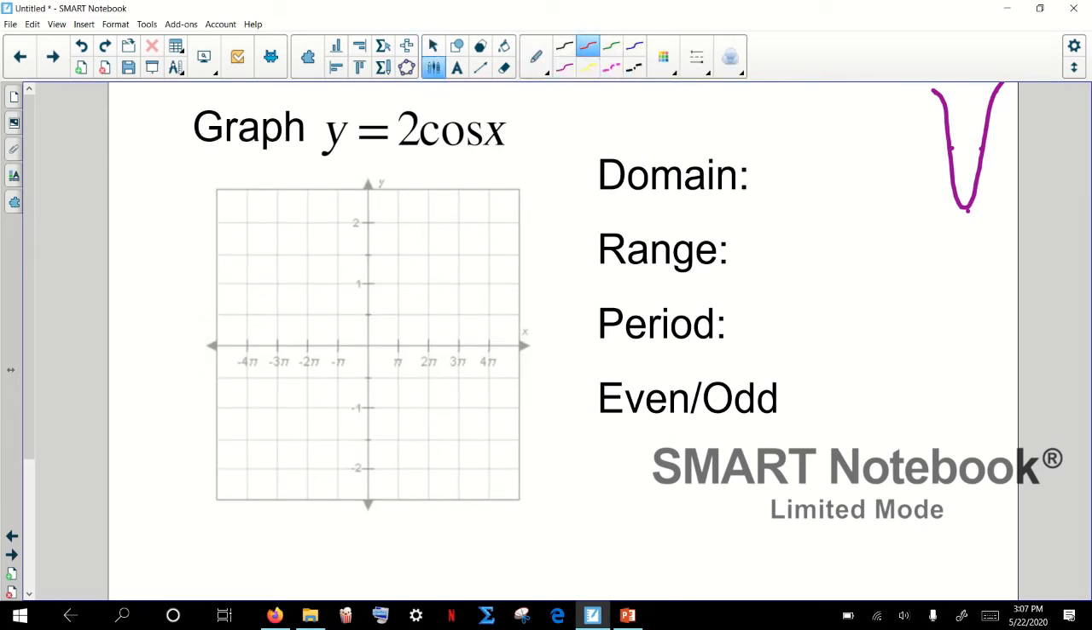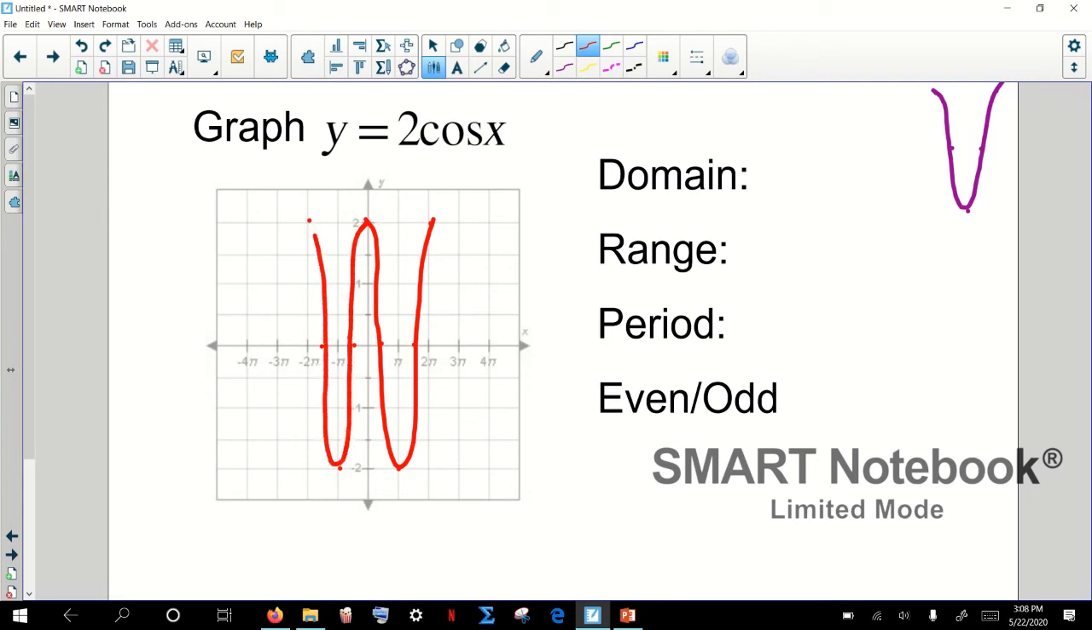So instead of starting at 1, we start at 2. We also end at 2, and in the middle we're at negative 2. But then we still have those x-intercepts in the same place. So there's one period or one cycle of 2 cosine x. It's just a stretched version. And then I'm going to do one period to the left as well. So you can see we still have that sinusoidal curve, right? I'm just going to do 2 periods of that, but it's just stretched out.